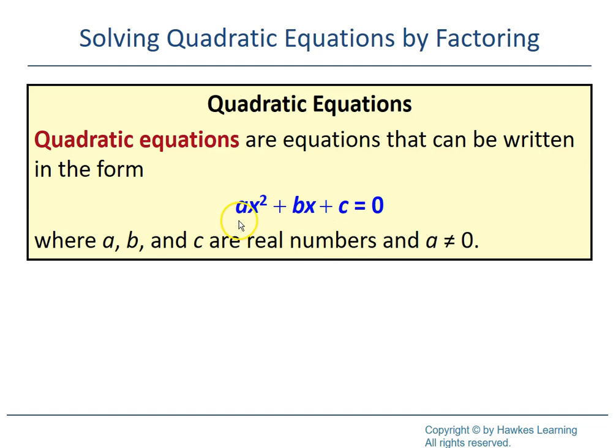Now we had said earlier that this part before the equal sign was the quadratic expression. Now we're adding a 0 to it, an equal sign and a 0. This makes it a quadratic equation. So there is a set of recipes for solving quadratic equations, and the technique we're going to use is factoring. Now, how does this work?